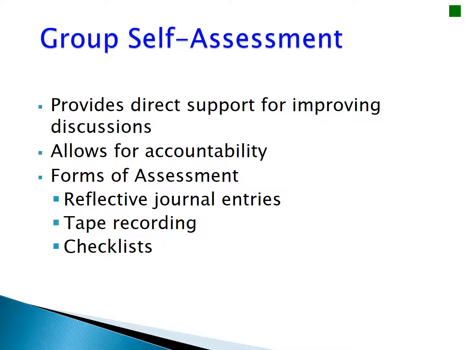So having a group self-assessment that must be completed for them to receive points is something that can keep a group on track. After students participate in their literacy circle, they should fill out some sort of self-assessment, both personally and for the group. It can be a checklist, it could be a reflective journal entry, they could even record what they thought about their session.